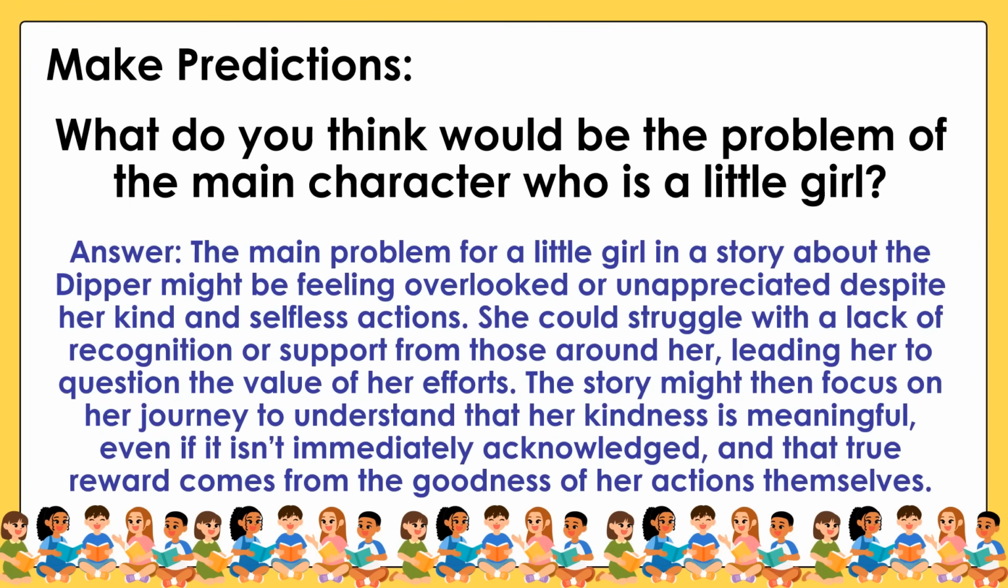Second question, what do you think would be the problem of the main character who is a little girl? Here's the possible answer. The main problem for a little girl in a story about the Dipper might be feeling overlooked or unappreciated, despite her kindness and selfless actions. She could struggle with a lack of recognition or support from those around her, leading her to question the value of her efforts. The story might then focus on her journey to understand that her kindness is meaningful, even if it isn't immediately acknowledged, and that the true reward comes from the goodness of her actions themselves.